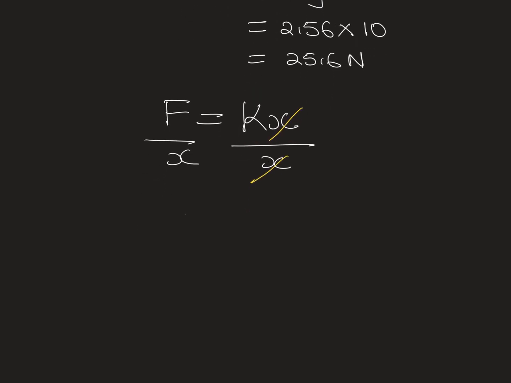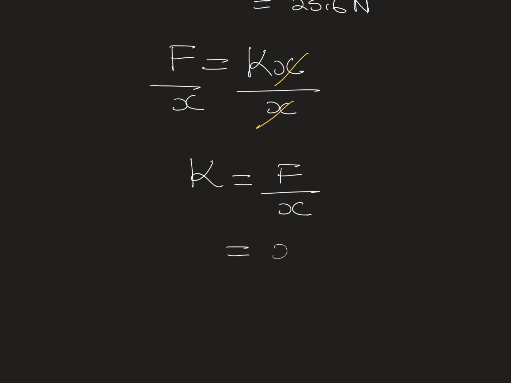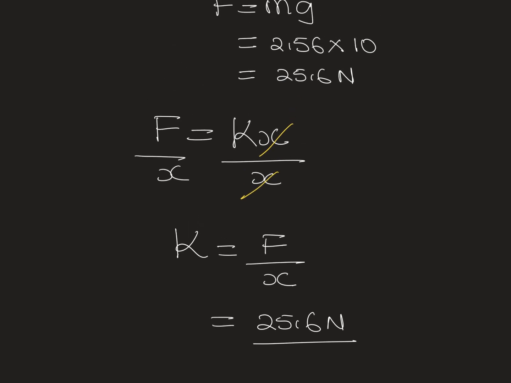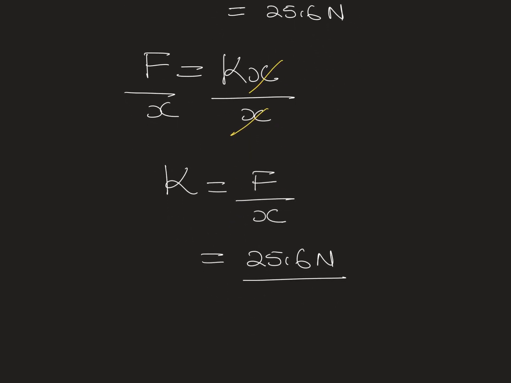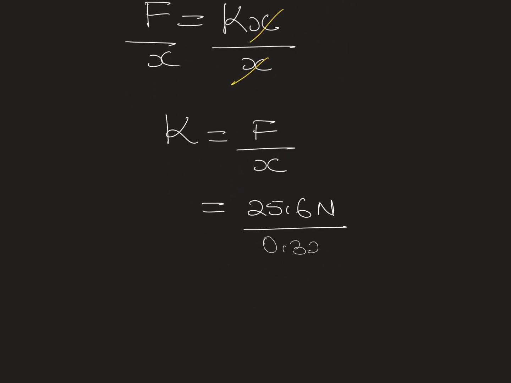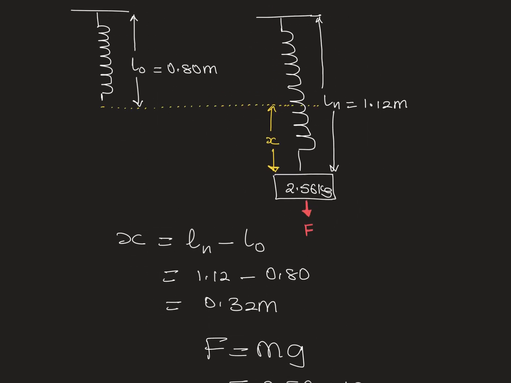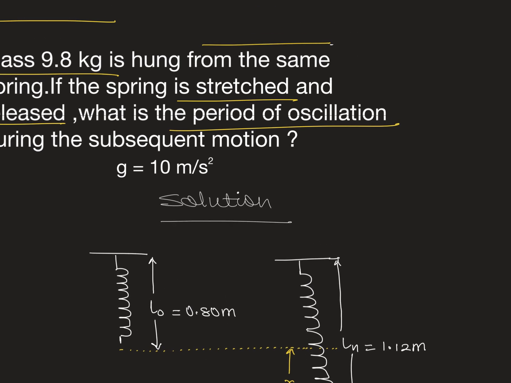So therefore, K is equal to F divided by x. The applied force is 25.6 newtons divided by the extension, which is 0.32 meters. So the spring constant is 80 newtons per meter. So let's go and answer the question now.